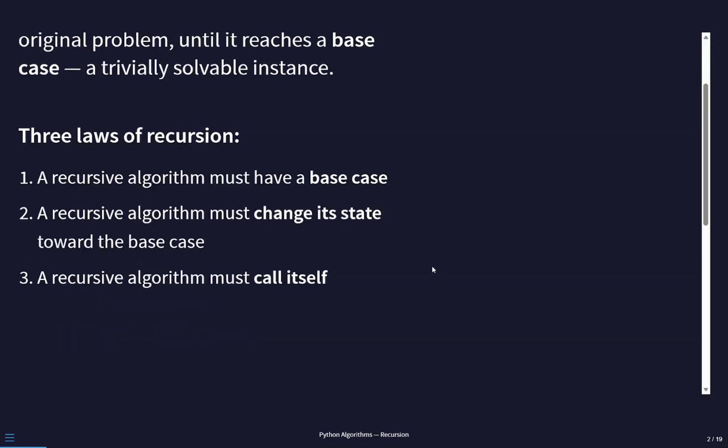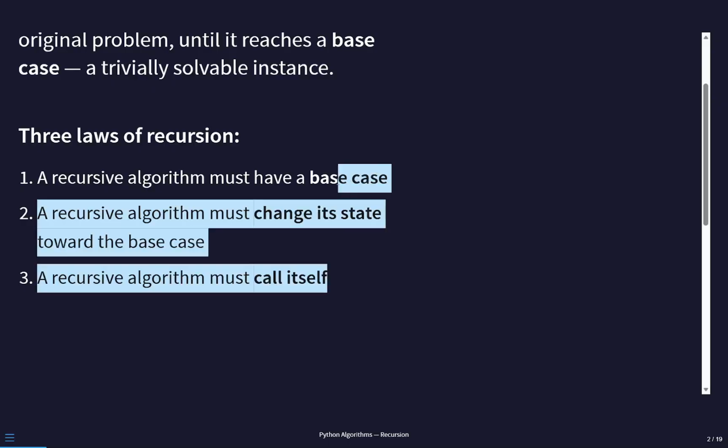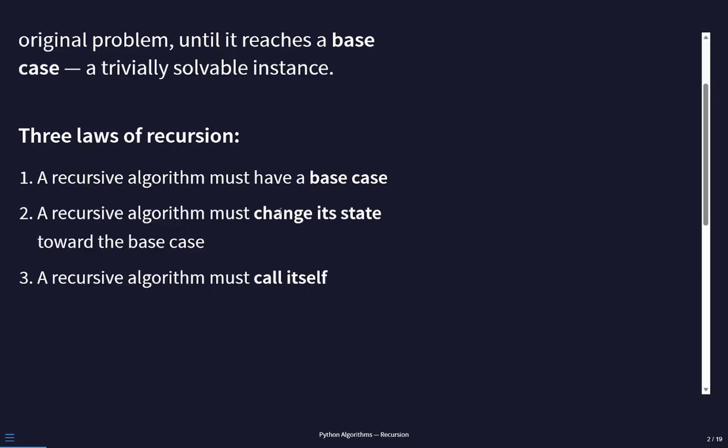First, there must be a base case, a termination condition that requires no further recursion. Second, the algorithm must change its state to move toward that base case with every call, usually by shrinking n, shortening a string, or consuming a list. Third, it must call itself. Violate any of these three laws, and your function either returns the wrong answer or crashes with a stack overflow.